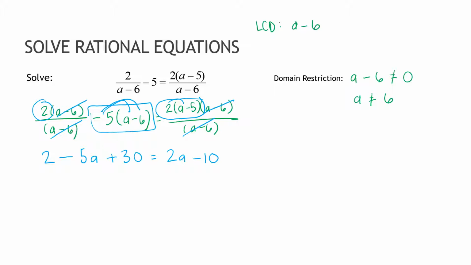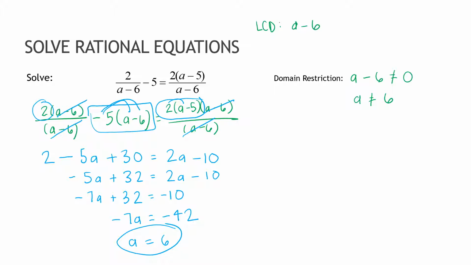So now let's combine like terms. On the left side, I have minus 5a and plus 32. On the right side, I haven't done anything yet. Now let's get all the a's to the left, so I'm actually going to subtract 2a from each side. That gives me minus 7a plus 32 equals negative 10. I'm going to subtract 32 or add a negative 32 to each side. So I keep my negative 7a on the left. On the right, I get negative 42. When I divide each side by negative 7, I get a equals 6.